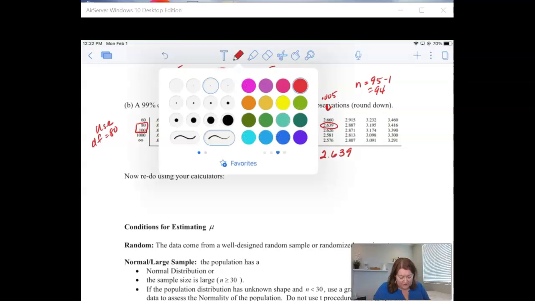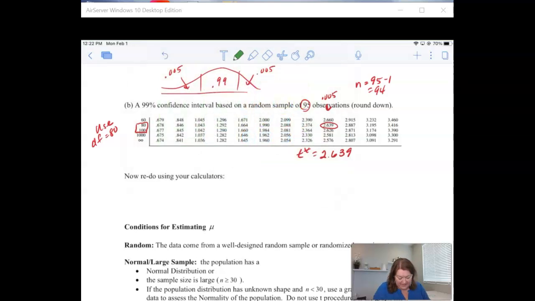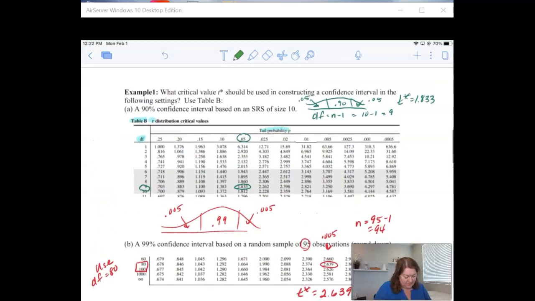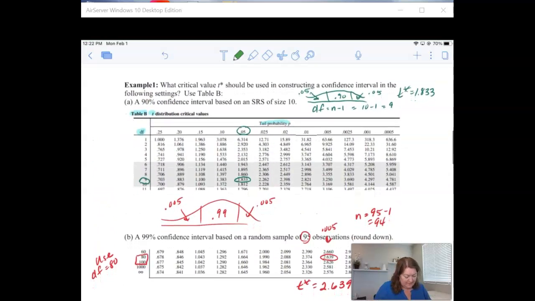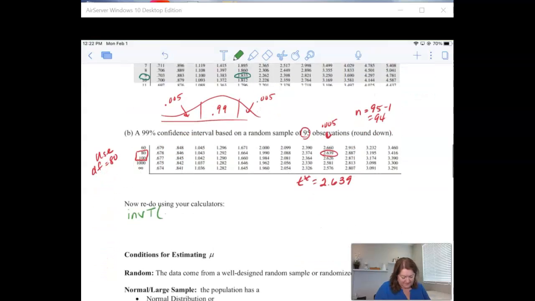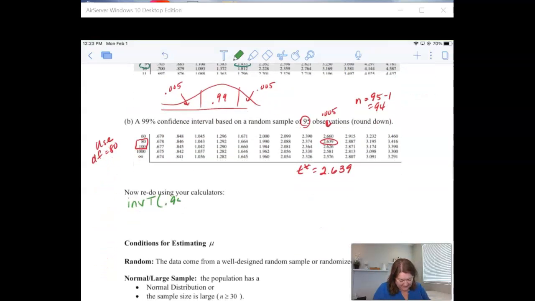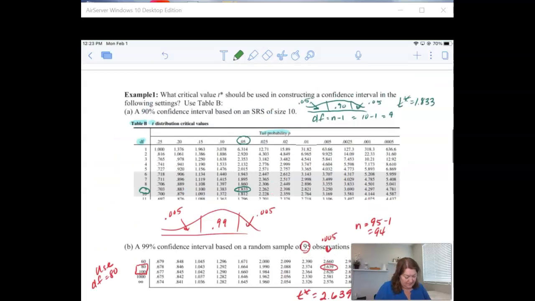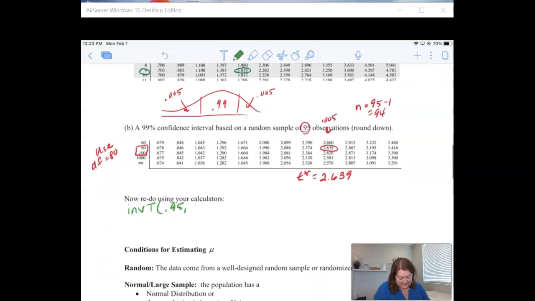So let's go back and redo this with the calculator. We're going to show you how to do it. I'm going to go back to the green one, and in the green one, we're going to be doing inverse T. Your calculator wants the middle and the right-hand tail. So on this one, it would have been 0.95. And then it'll want degree of freedom, which would have been a 9.